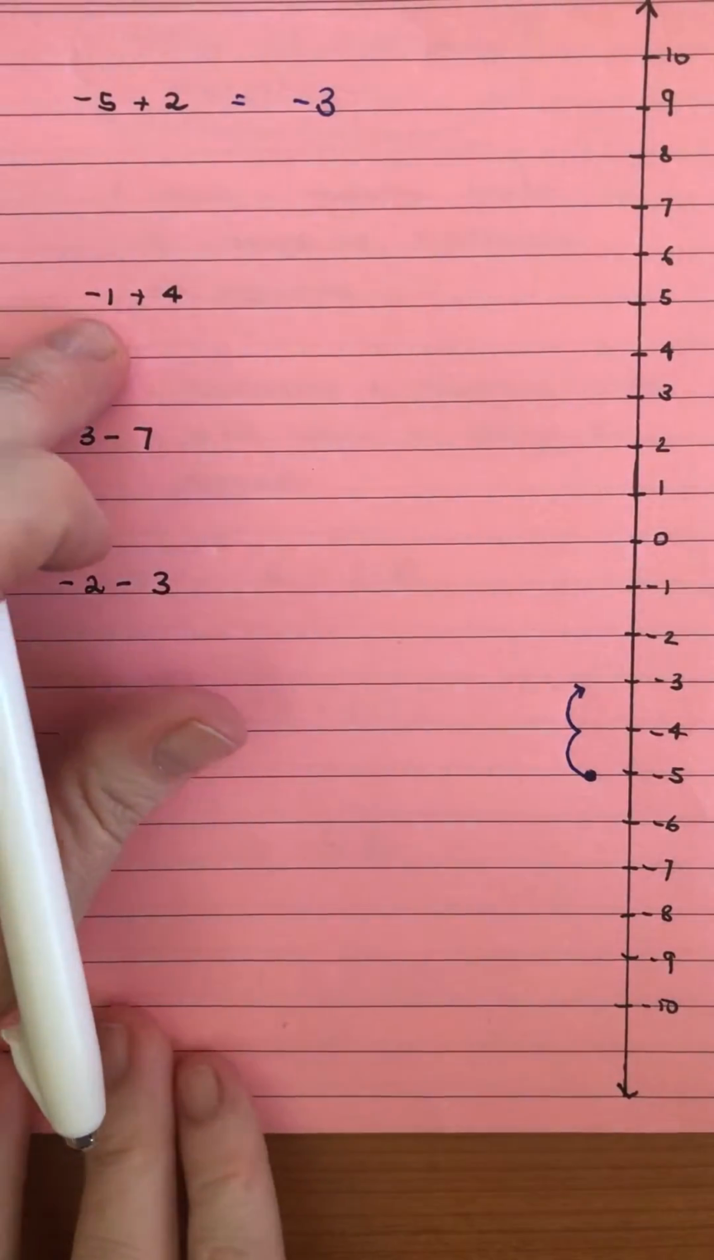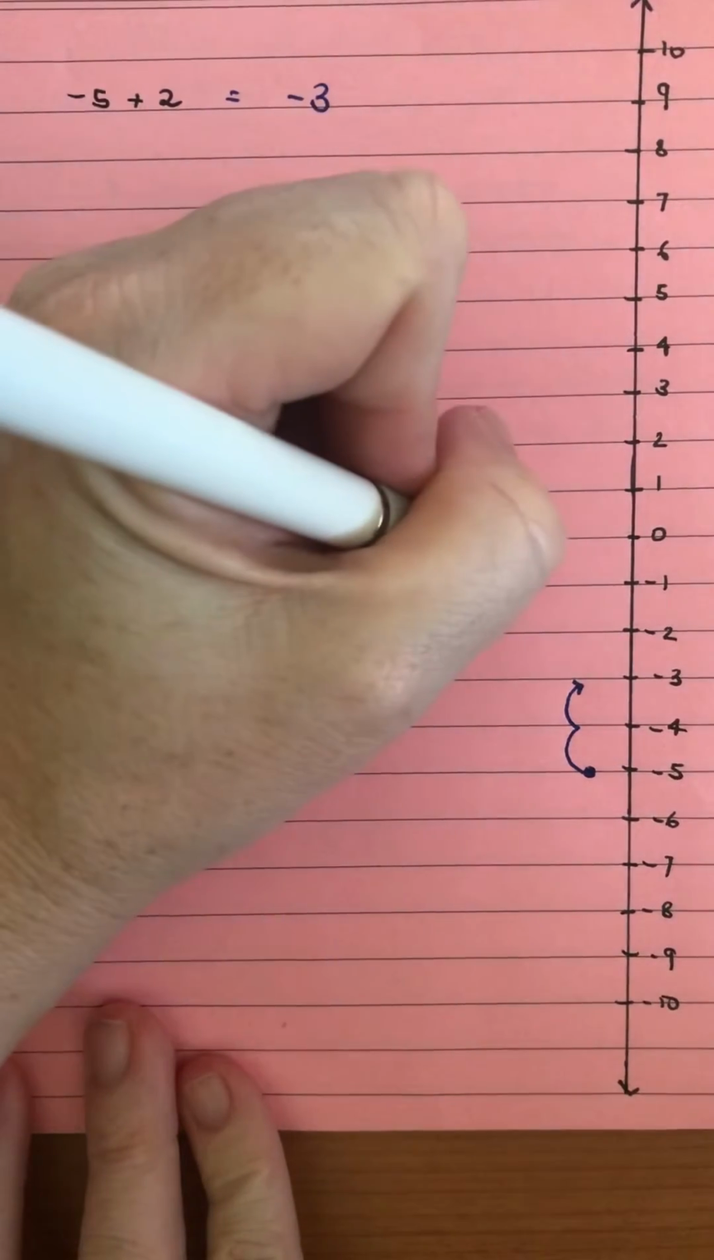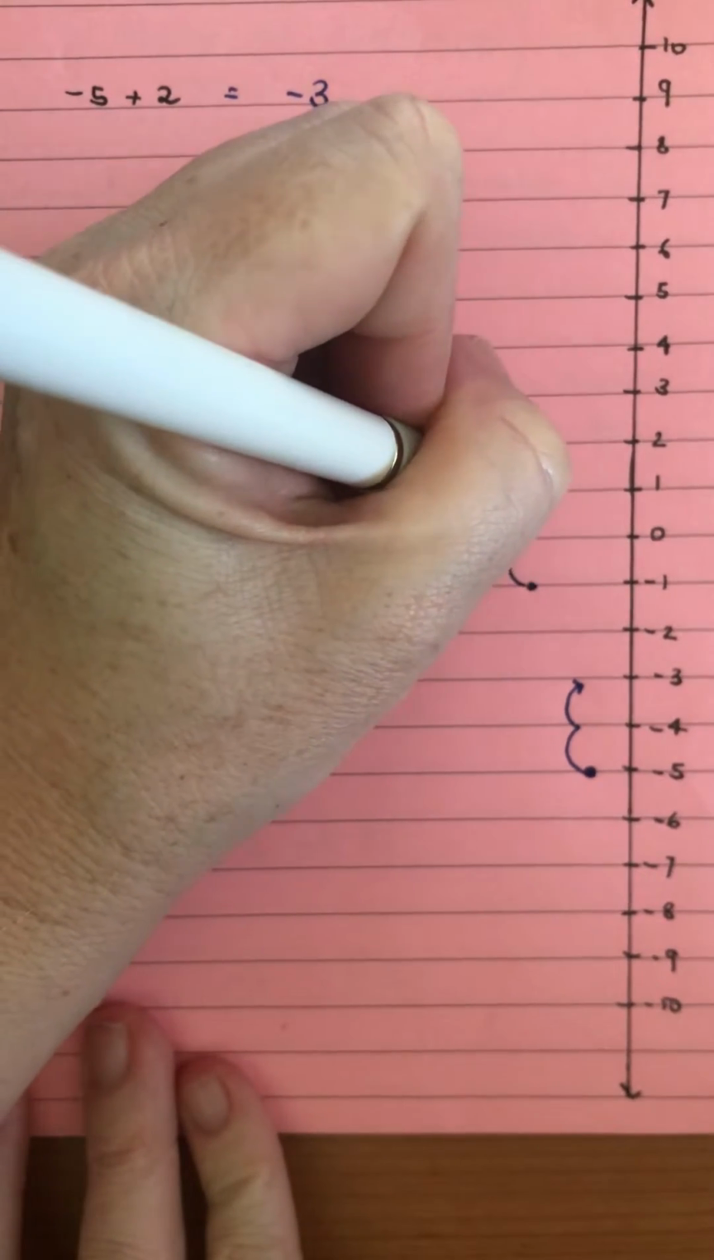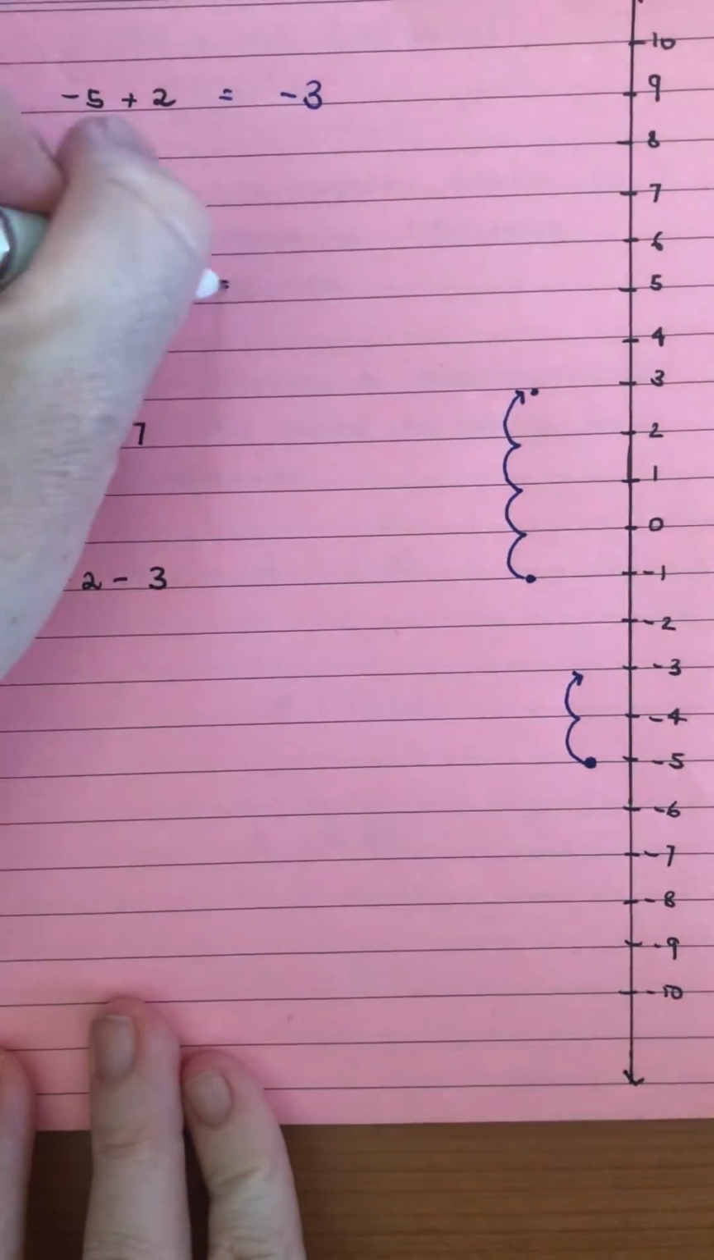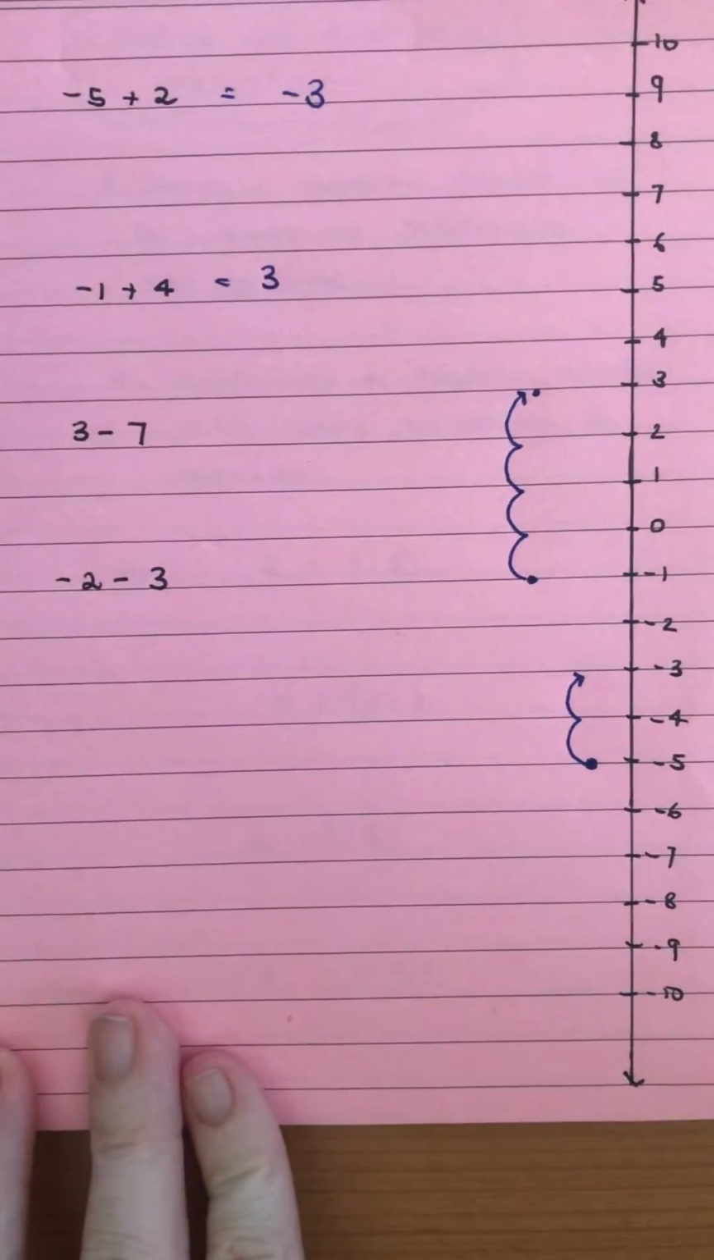If I've got -1 and I'm adding 4 to that, I'm going to go up 4. 1, 2, 3, 4. And I'm going to get to +3.